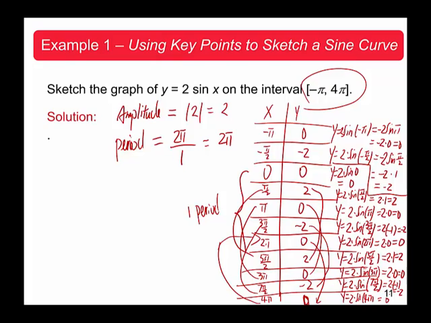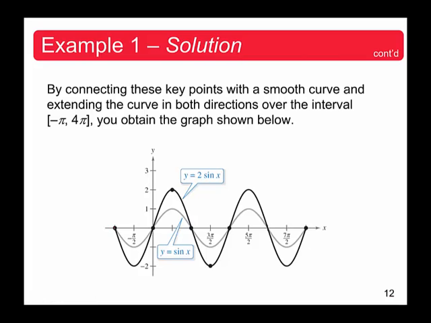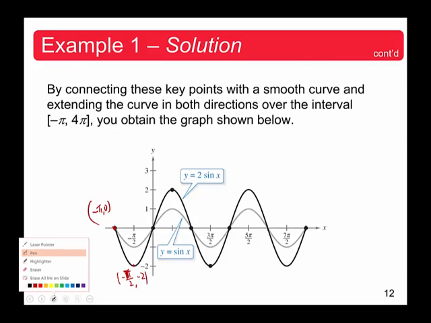2 times 0, 0. Now once you have all those ordered pairs, you can sketch the graph and you end up with this. The first one is negative pi, 0. Second ordered pair, that will be negative pi over 2, and this is negative 2. From the table, we get the same ordered pairs. And then go back to 0, 0.